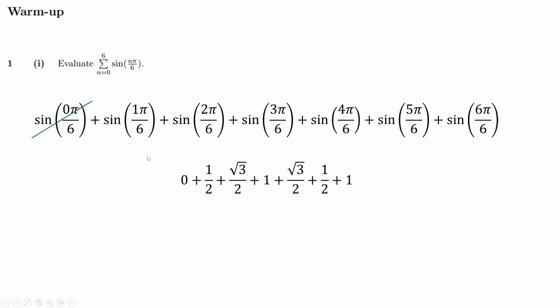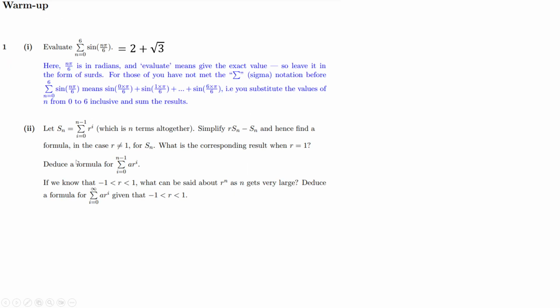You can use some knowledge of the trig functions. So this is going to be the same as this. Same with this root 3 over 2 and this root 3 over 2, and then this 1 and 1. Anyway, just solve it, sum it together, and you get 2 plus root 3.